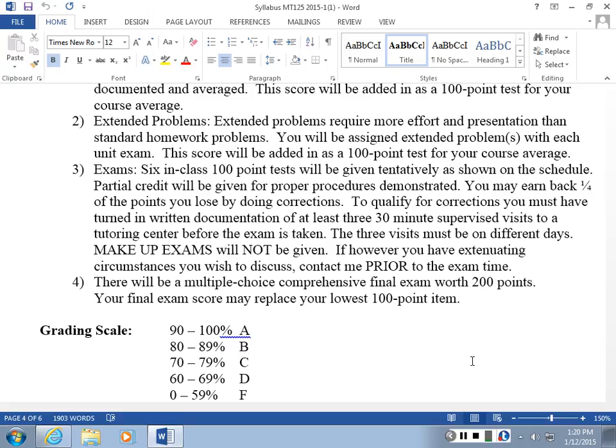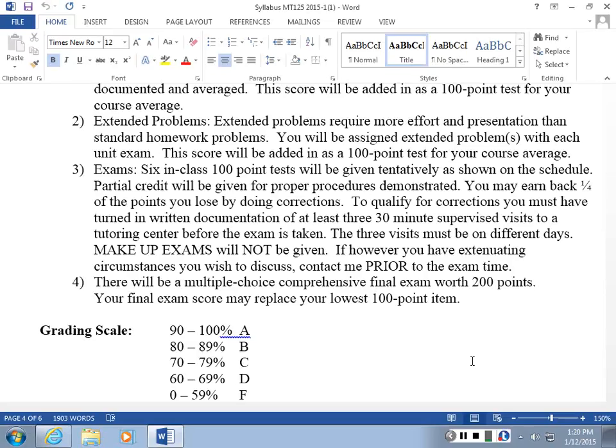I do not offer makeup exams. So if you are gone the day of the test, and like I said, most of the time our tests will be in class on those days that we have them, if you're going to be gone on the day of the test, make arrangements ahead of time. If you make prior arrangements with me, then we can work that out.